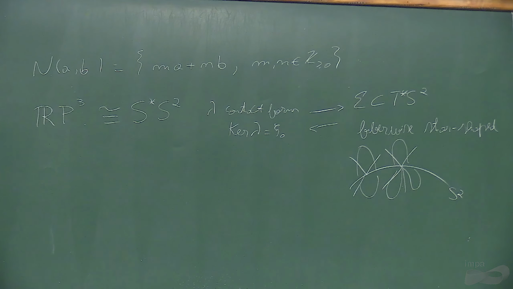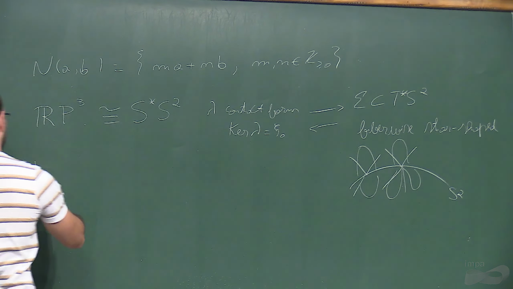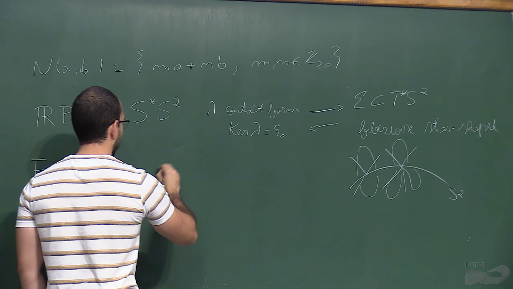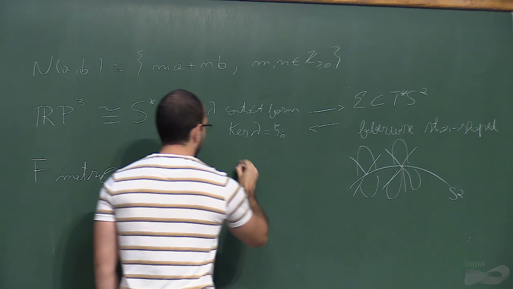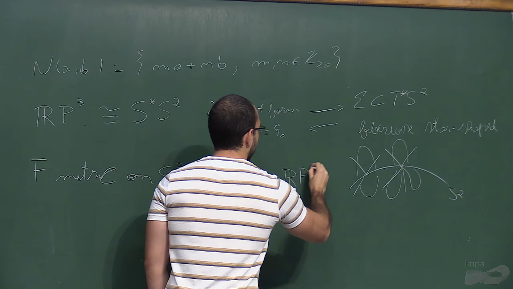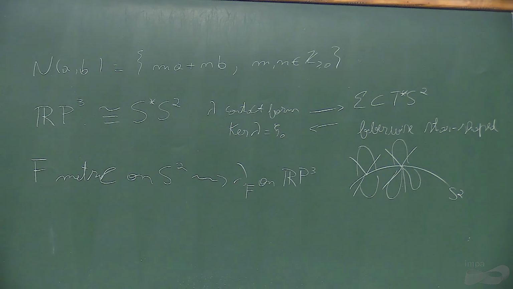So in particular, if you have a Finsler metric, the fibers are convex sets, and if you have a Riemannian metric, these are just ellipses. And so if you have a metric on S2, you have a contact form on RP3. And the Reeb flow is the geodesic flow.